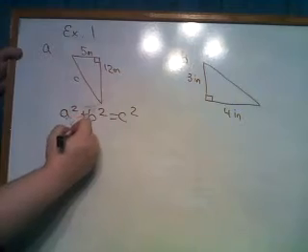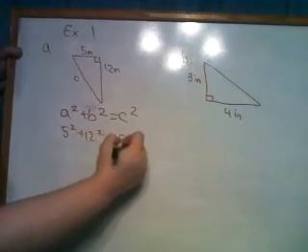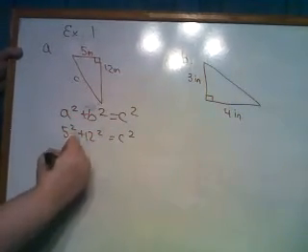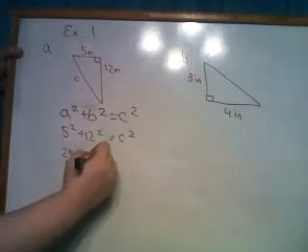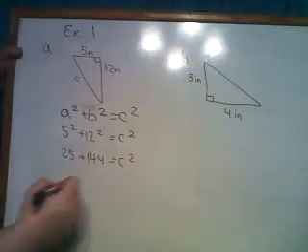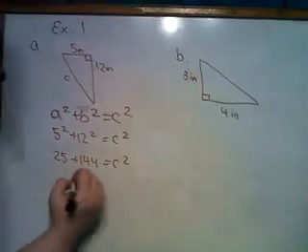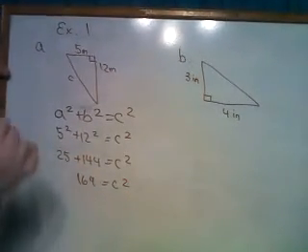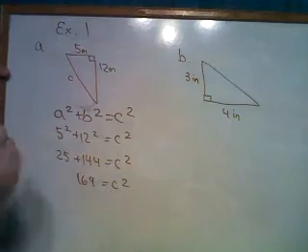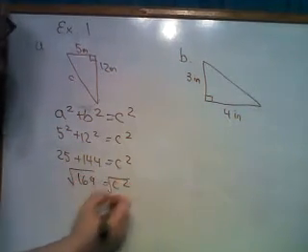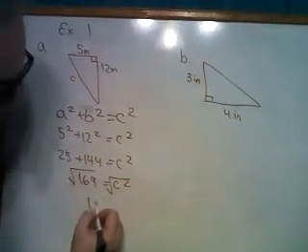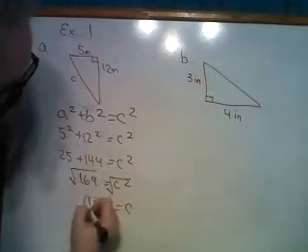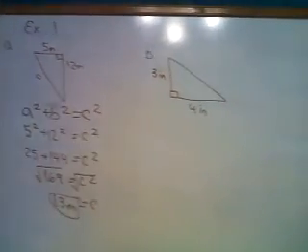So I'm going to do 5 squared plus 12 squared equals C squared. Square 5, I get 25. Square 12, I get 144. Equals C squared. 25 plus 144 is 169 equals C squared. So in order to get C from C squared, we talked about this a little bit, you have to square root both sides. So you get 13 meters on that.